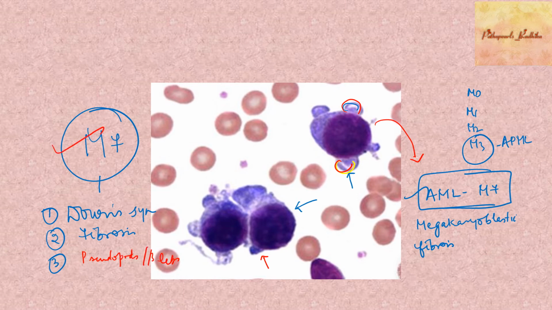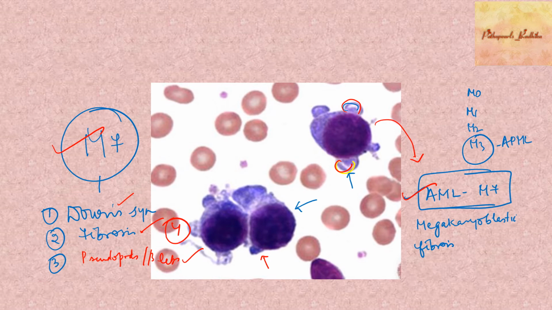So three points about AML M7. It can be associated with Down syndrome. It can cause fibrosis of bone marrow. It can have blebs or pseudopods. Now tell me whether AML M7 can cause dry tap. Yes or no? Yes. Why? Because they cause bone marrow fibrosis. So this is very important.